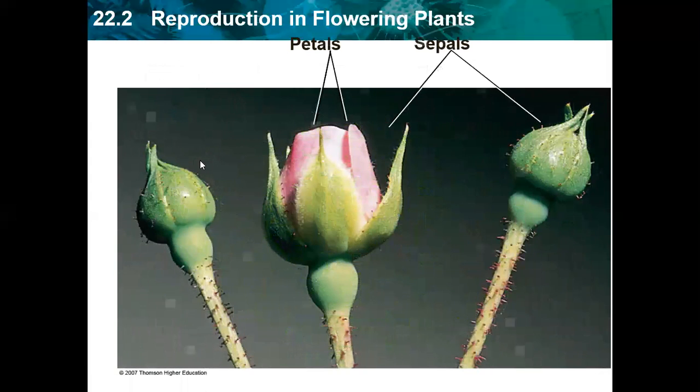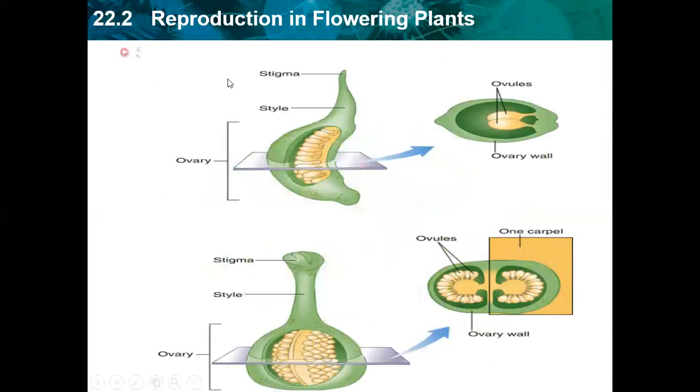The next one is to let you see some parts of the flowers. These are the petals, which are very colorful, and these are the sepals, the outer covering, which opens up after the flower has matured. Now we need to know some things about the simple and the compound pistils, just to show what really happens in the flower when fertilization is taking place.